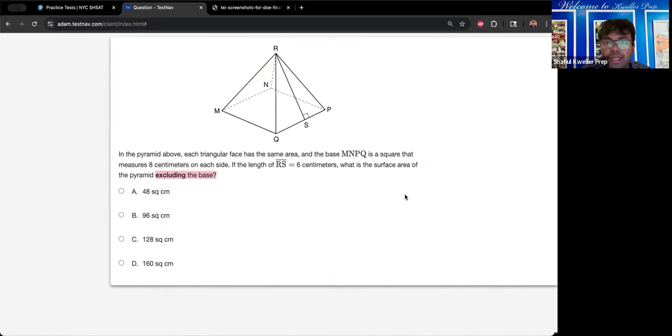RS is 6 centimeters, and the base is 8 centimeters on each side. So RS is the height of the triangle, 8 is the base. Area of the triangle is 1/2 base times height, or base times height divided by 2, actually. That's probably easier. So 6 times 8 is 48, divided by 2 is 24. We see that there's four sides of the triangle, so 24 times 4 is equal to 96. So your answer should just be B.